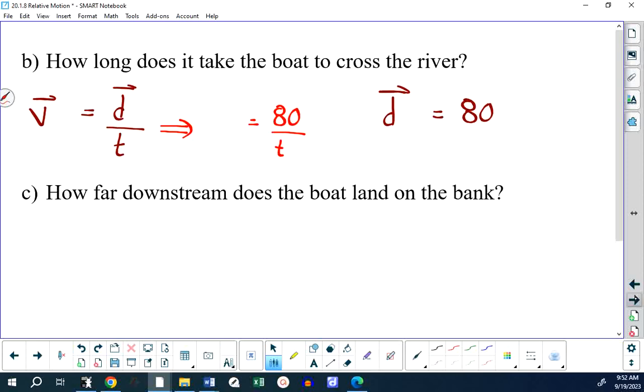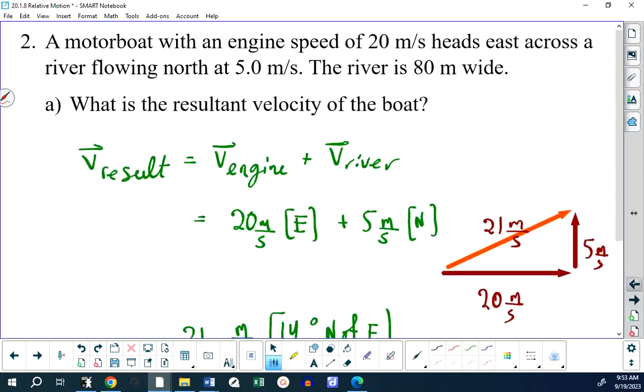Which do you think we're going to use here, Noah? Just the engine velocity. Sorry? Engine velocity. The engine velocity of 20? Yeah. Can you tell me, this is meters. I'm just going to put in the units for this. We don't really need them. Why the engine velocity? Because it's heading east and we're seeing how long it takes for it to get that way. Good.